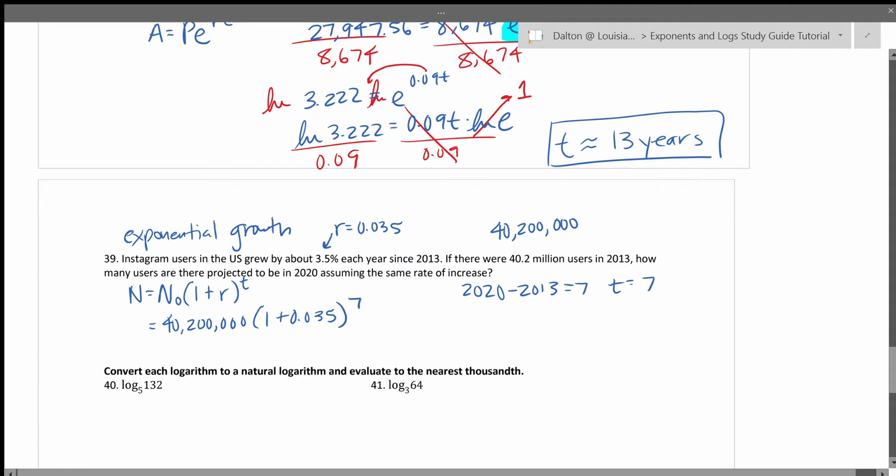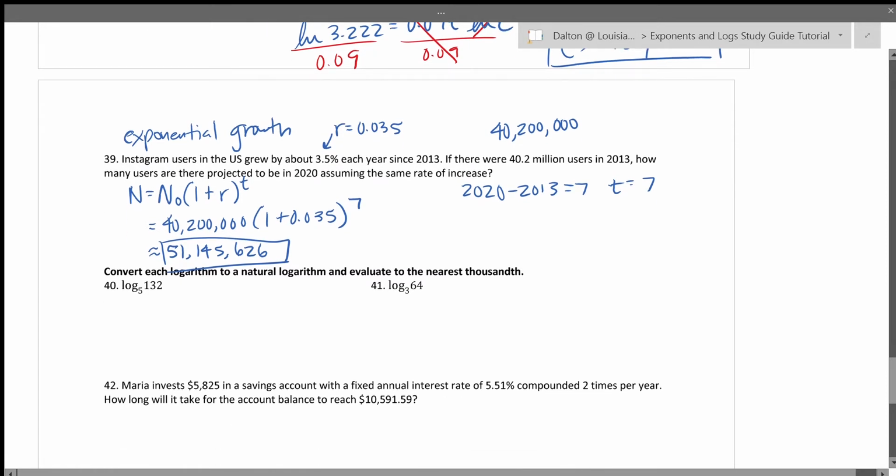So again, you could simplify this if you want: 1.035 to the 7th power times 40.2 million. Either way, you're going to get that there should be approximately, again, we're dealing with people, so it's important to round to the nearest whole number here, 51,145,626 projected users by the year 2020.